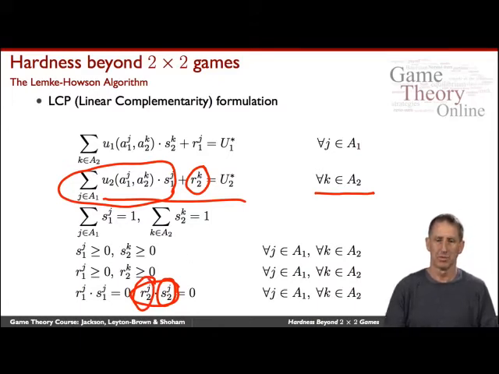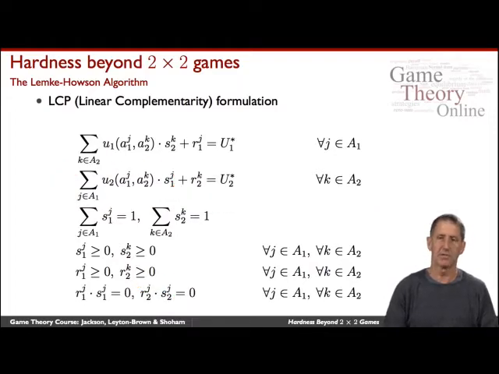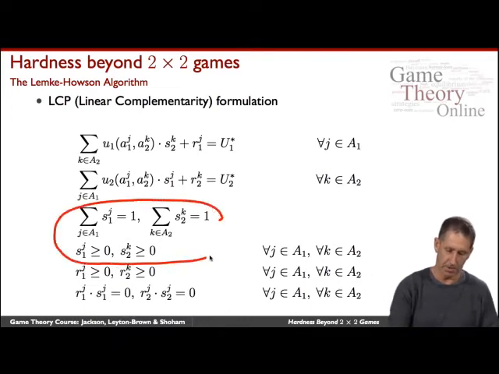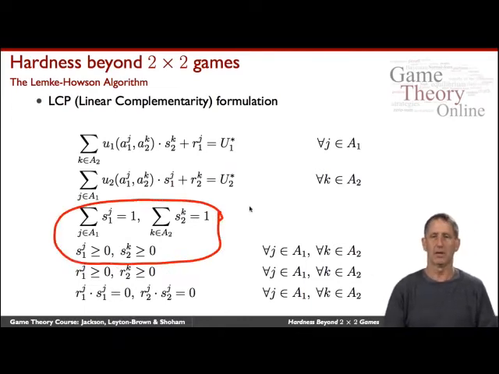Okay, so this is the nature of this mathematical optimization program. And of course I forgot to mention, but of course we want the S's to be a probability distribution. So they sum to 1 and they're all non-zero. All right, so this is our linear complementarity program.